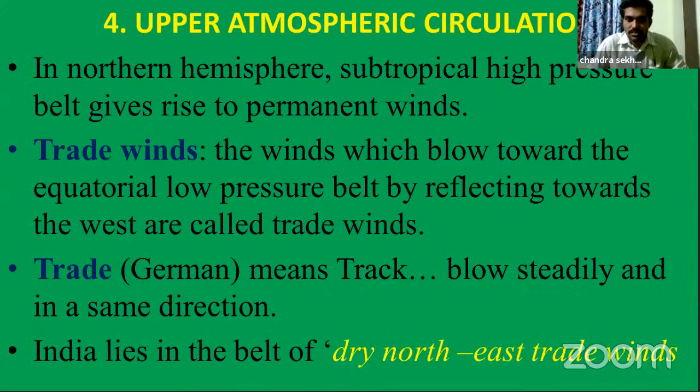First, upper air circulation. In the previous class, we discussed three factors influencing climate: latitude, land-water relationship, and relief. This is the fourth factor which influences climate and weather, that is upper atmospheric circulation. In the northern hemisphere, the subtropical high pressure belt gives rise to permanent winds. I will show in the picture.